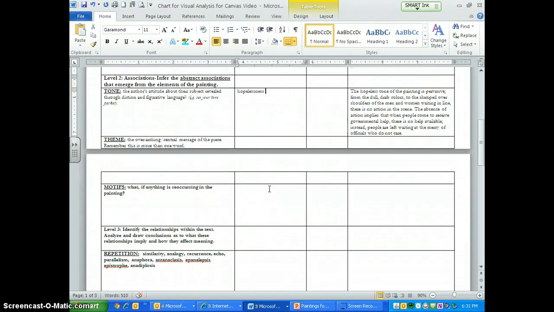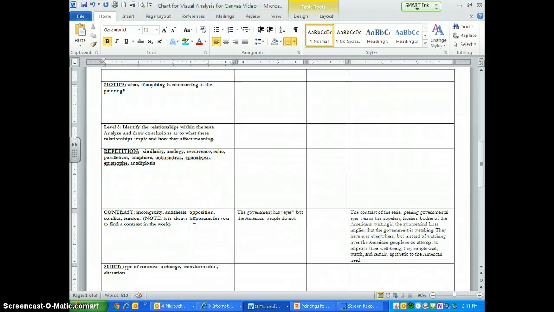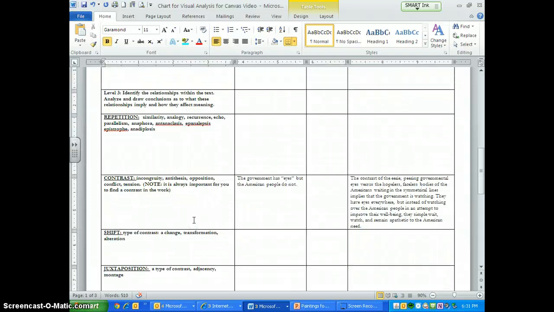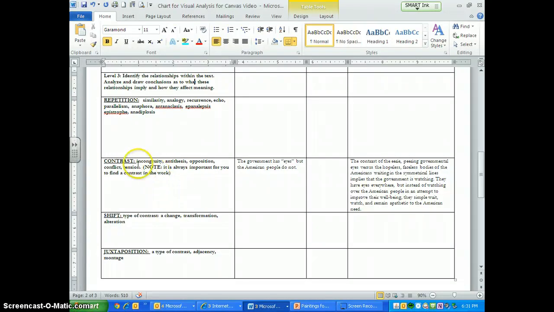For level 3, this is where you have to look at things within the painting or within the written piece. What correlations are you seeing? If you can't find anything, look for a contrast. There will be a contrast in there if it's a good piece. So I'm contrasting the eyes of the government versus the bodies of the people.